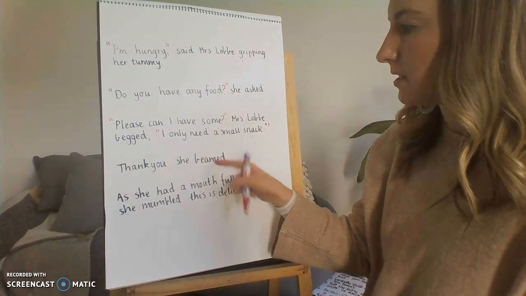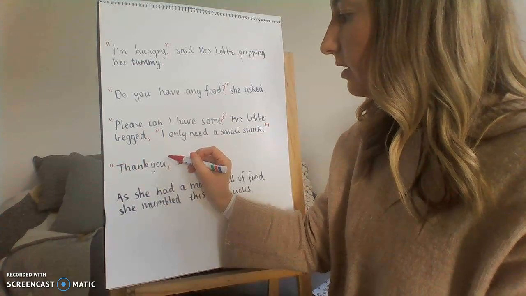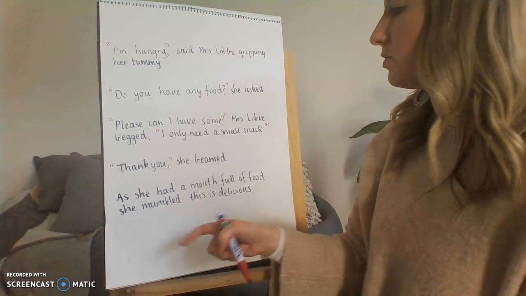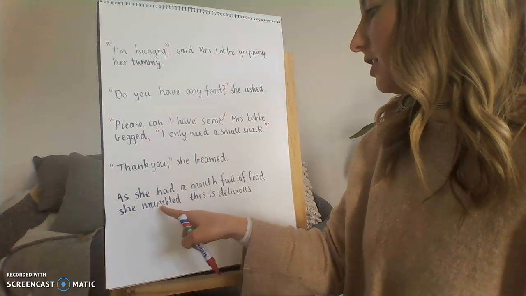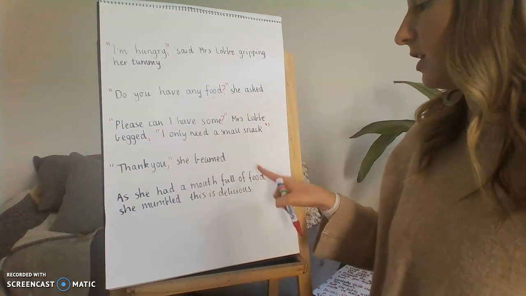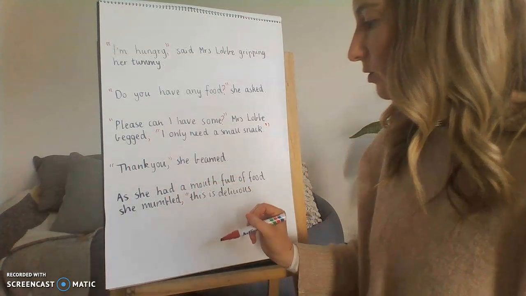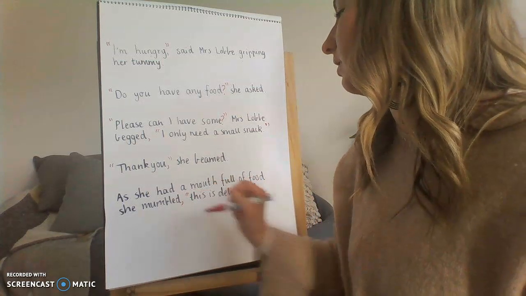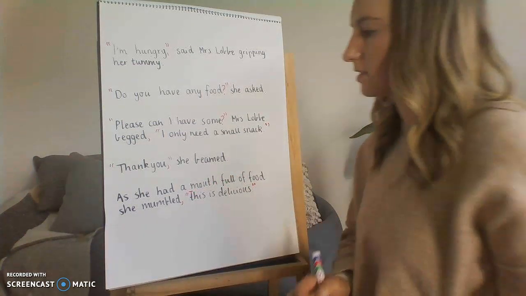"Thank you," she beamed. "Thank you" is the talking, so open talking marks. We need to put a comma there. Close talking marks. We could also put an exclamation mark there if we wanted to. As she had a mouthful of food, she mumbled, "This is delicious." So this time we've got the information at the start. So she mumbled, comma, and then open talking marks, "This is delicious." And does that need a capital? I think so.